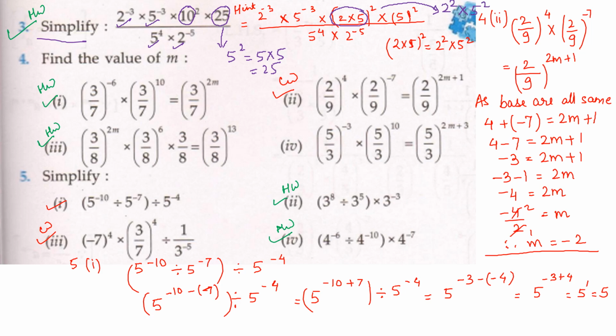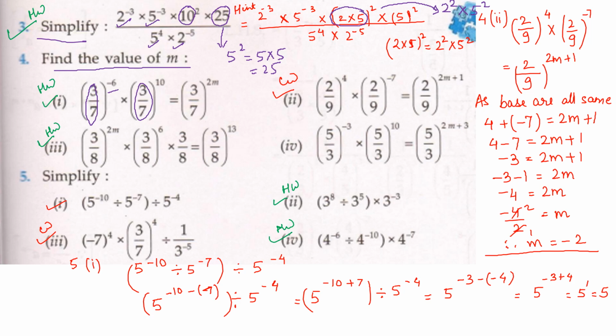Moving on to question number 4, find the value of m. So to find the value of m, you have to be very careful. All the bases should be same. Look here, and they should be multiplied only. 3 by 7 to the power minus 6 into 3 by 7 to the power 10 is equal to 3 by 7 to the power 2m.